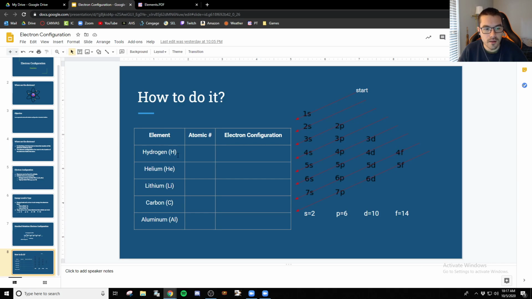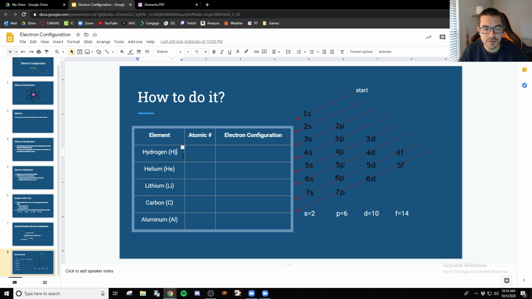Let's do this first example. This is hydrogen. My objective here is to be able to write down the electron configuration for hydrogen. The first thing I have to do is figure out how many electrons there are in hydrogen. And that is an easy thing to do. All you need is the atomic number, the number of the element. That's going to tell you how many electrons there are in that element.